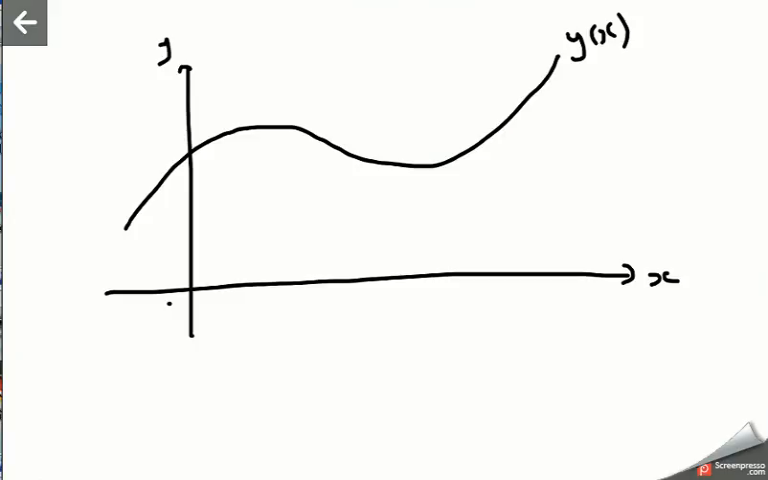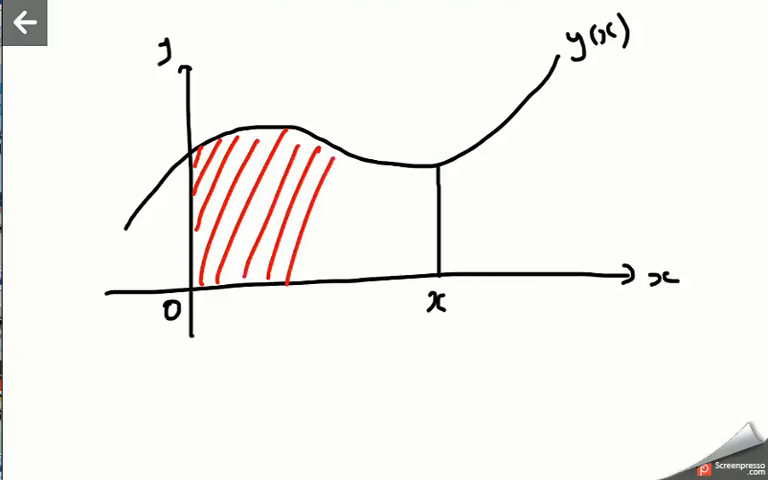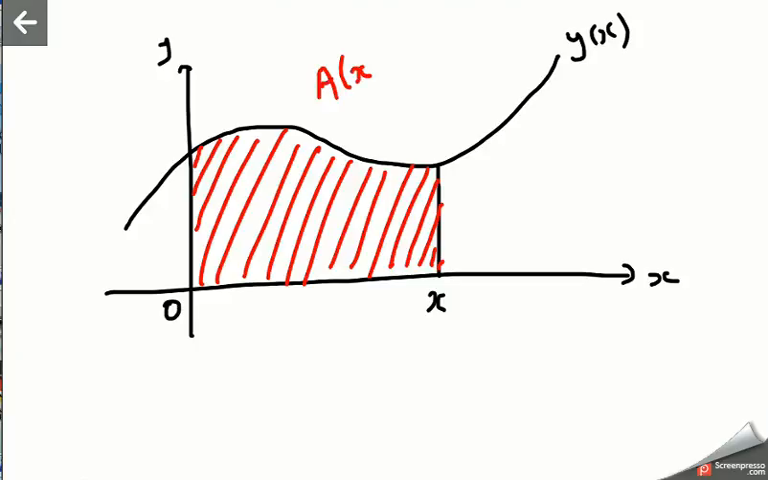The area function is going to be pretty much what it sounds like: the area under the function y of x, so the area between the function y of x and the x-axis from the point 0 to x. So it's going to be this red area right here. That red area we're going to call A of x. Now I started at 0, but actually, to do what we're about to do, it doesn't matter where you start, as you'll find out.